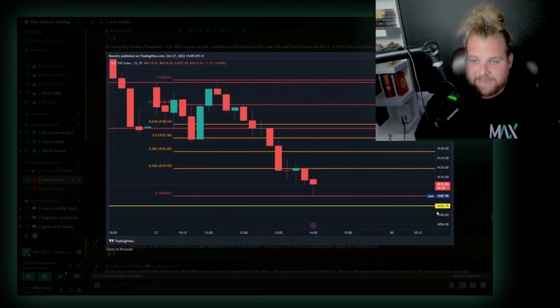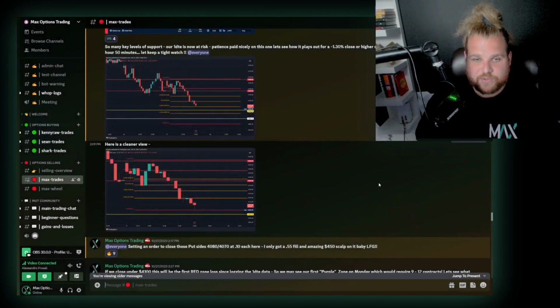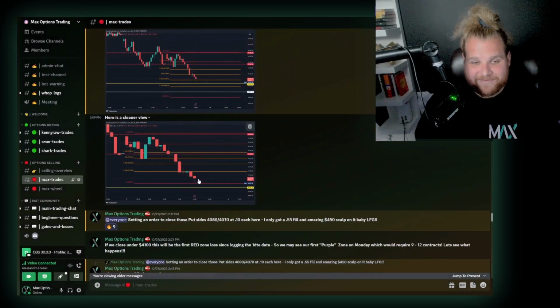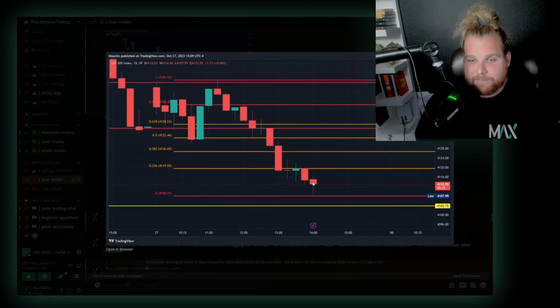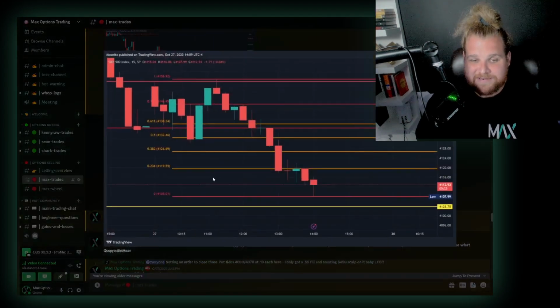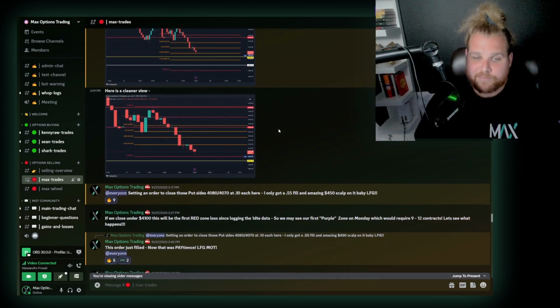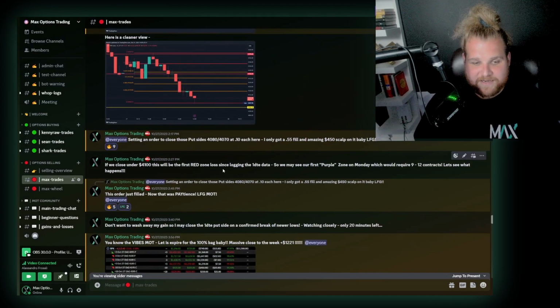And you could see right here where it bounces right off that 4107, 4112 line. What put side were we in? We were in 40.80s. So even when it's starting to see some buying pressure down here, we're still 30 points out of the money with 2 hours left, feeling pretty damn comfortable. So we look to set a nice close there, closing early. Now that was patience. Let's go.